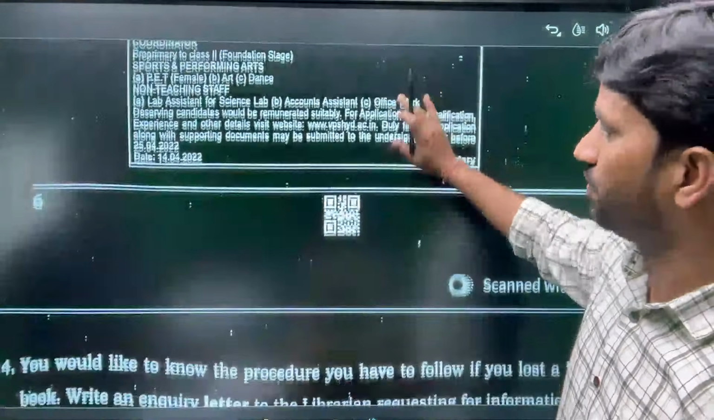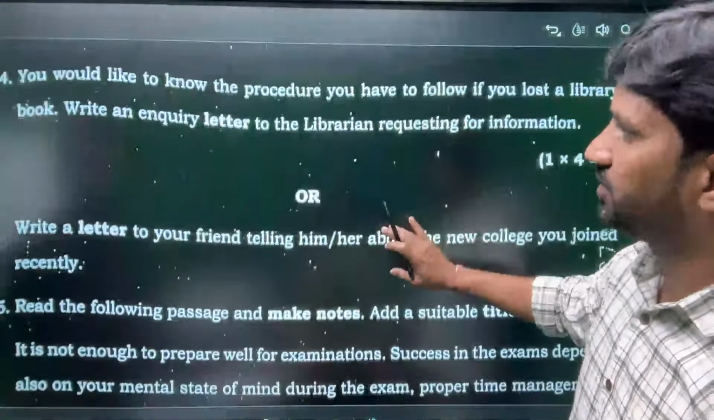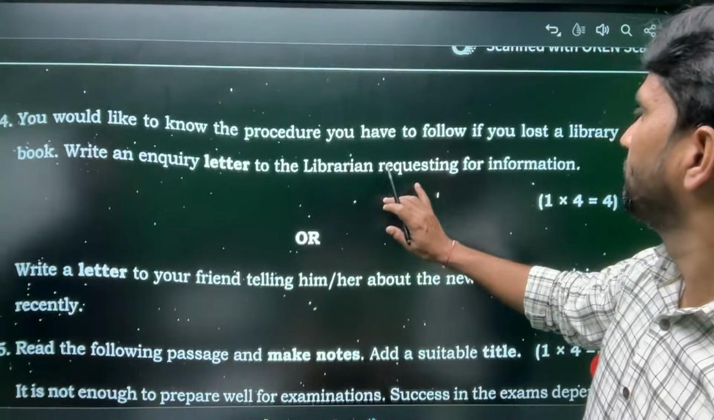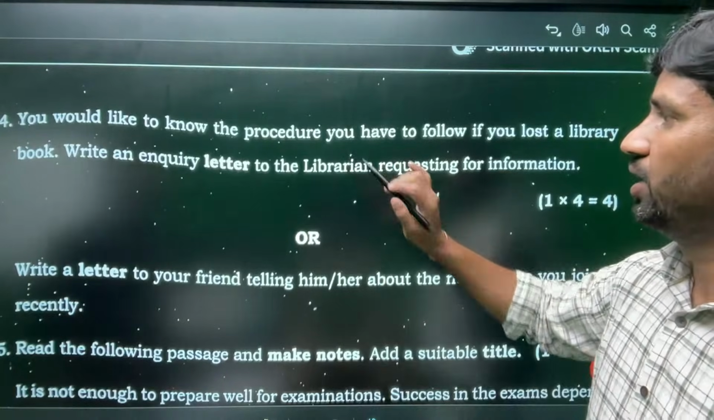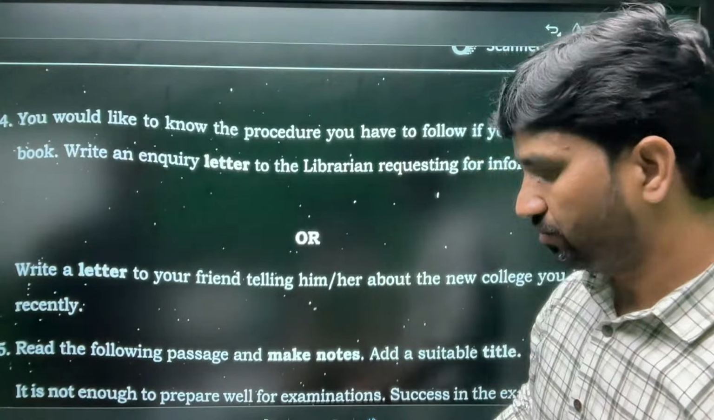The next one is letter writing. It is letter writing.